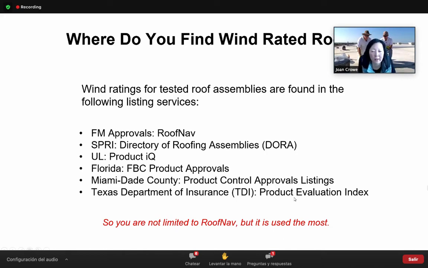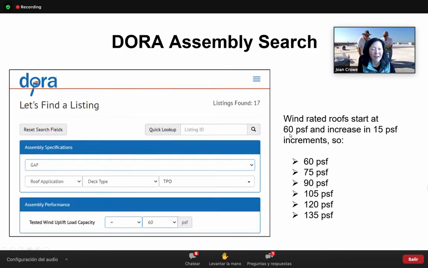So with that in mind, because I do have a slight hatred for FM, I'm going to use DORA in this example. And you can see here's a screenshot of the interface where you can simply pick the manufacturer. I'm picking TPO for my example, and then simply you could just say, I'm looking for a 60 pounds per square foot assembly. So if you heard me yesterday, rated roof systems start at 60 pounds per square foot and increase in 15 pounds per square foot increments. So DORA, similar to RoofNav, will start at 60, and you'll see it in the 15 pound per square foot increments. So 60, 75, 90, 105, 120, 135, etc.